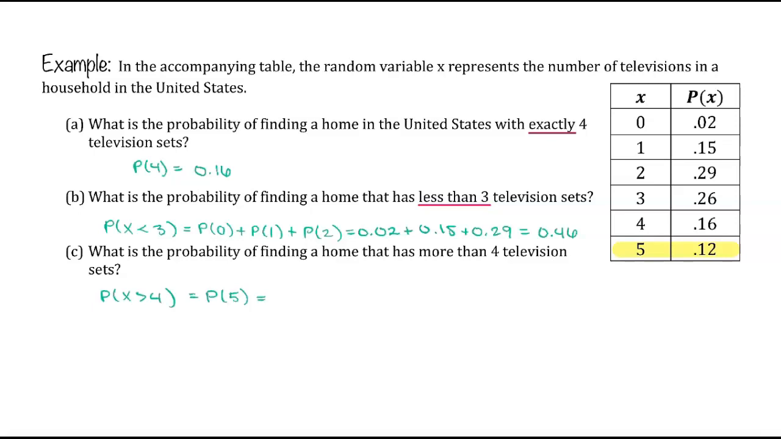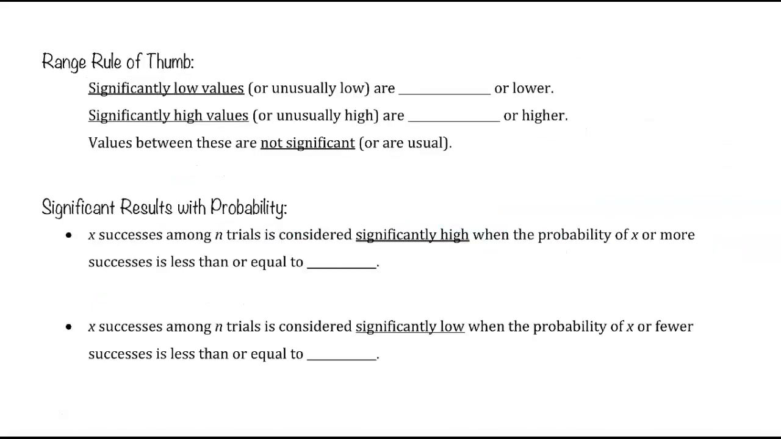Recall the range rule of thumb, which says that significantly low values or unusually low values are those that are 2 standard deviations below the mean, or mu minus 2 sigma or lower. Significantly high values or unusually high values are 2 standard deviations above the mean, or mu plus 2 times sigma or higher. Any values between these are considered not significant, or they are called usual.